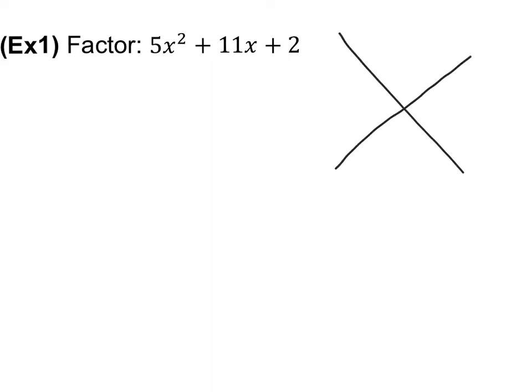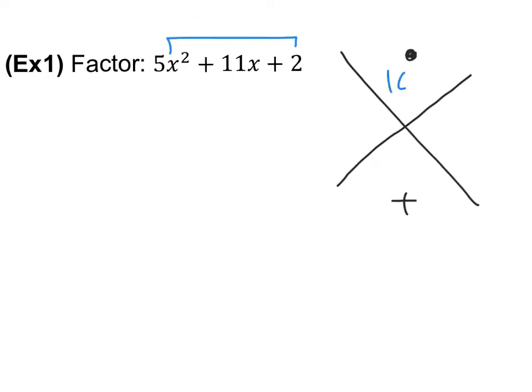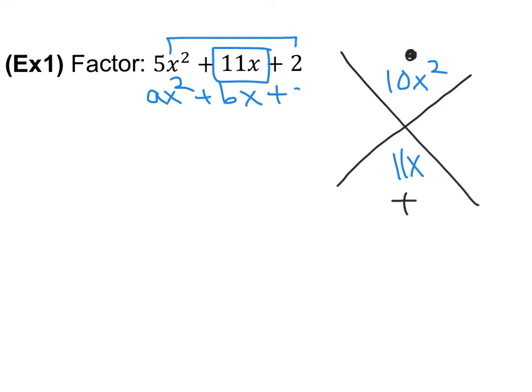So put a big crisscross. In the top part, put a multiplication, and on the bottom, put a plus. What we are going to do is we are going to multiply the first and the last term. So 5x squared times 2 will go up here as the 10x squared. In the middle, we have a positive 11x. That goes down here. So the first and last are the product of a times c. Now this is just like ax squared plus bx plus c. The product of a times c goes up here, and the b value with the x goes down here.